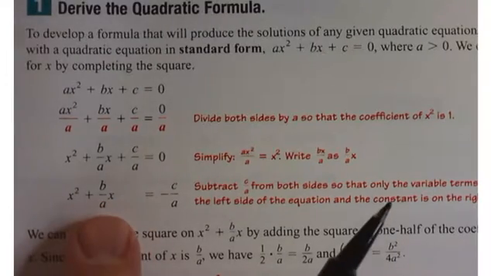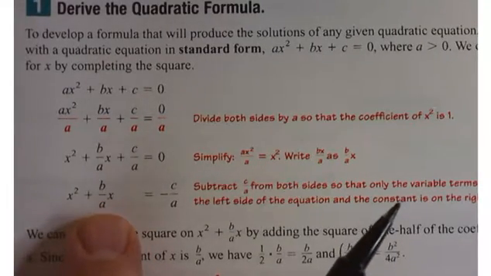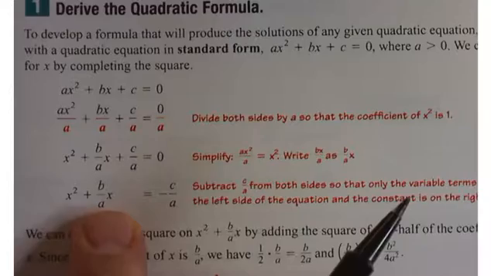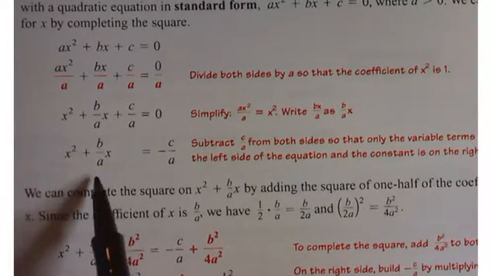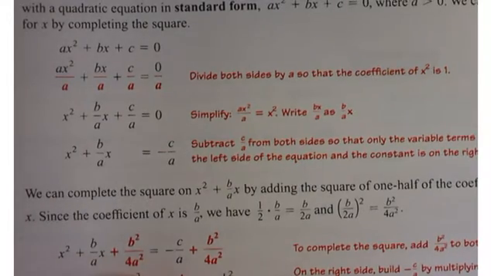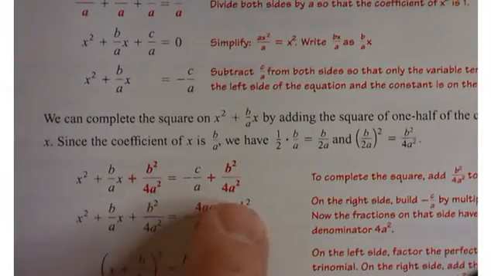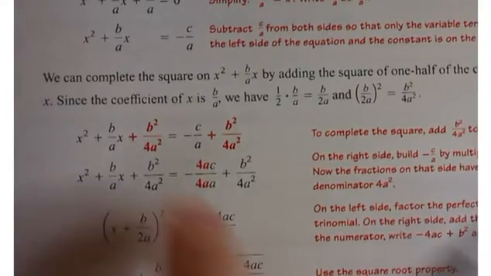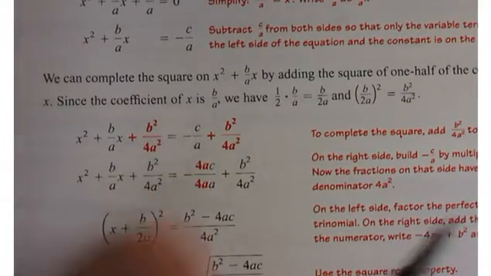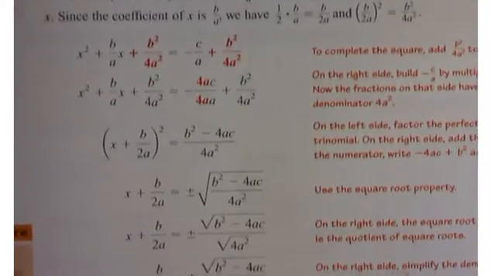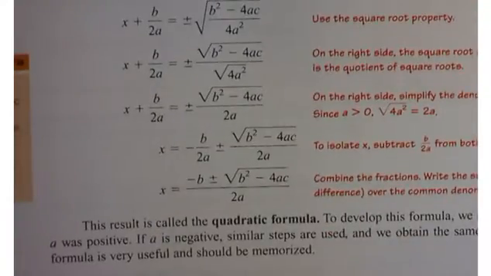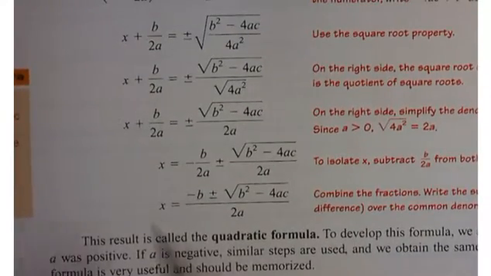Now, do you remember what we did when we were completing the square? You took half of this coefficient, and then you squared it. So half of that is b over 2a. When you square it, you get this. We add that to both sides. The left-hand side is now a perfect square. The right-hand side, you get common denominators. Take the square root, and eventually you get down to this, down at the bottom, right here. So that's the formula that you're going to need to know.